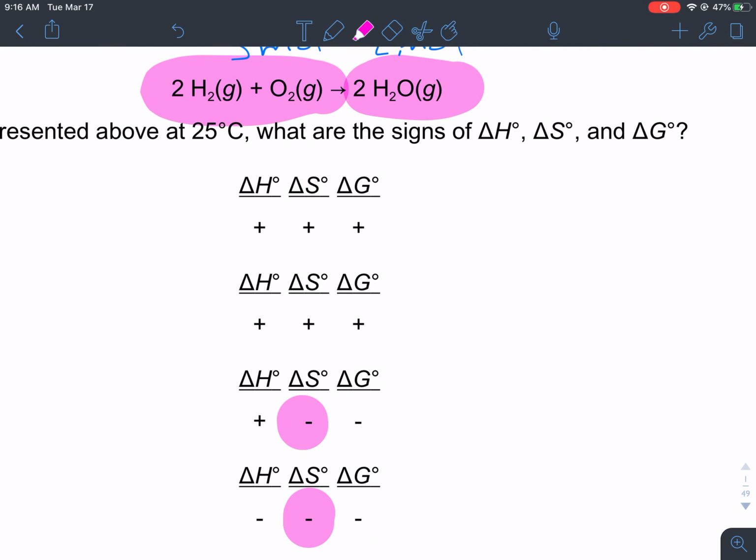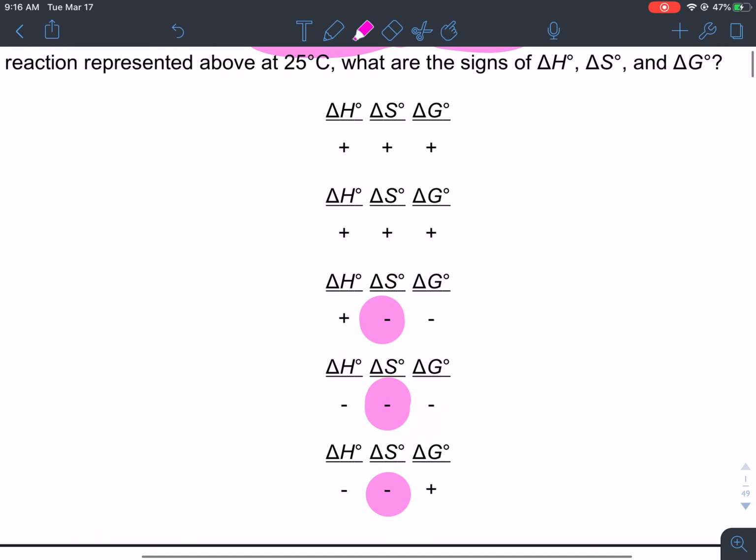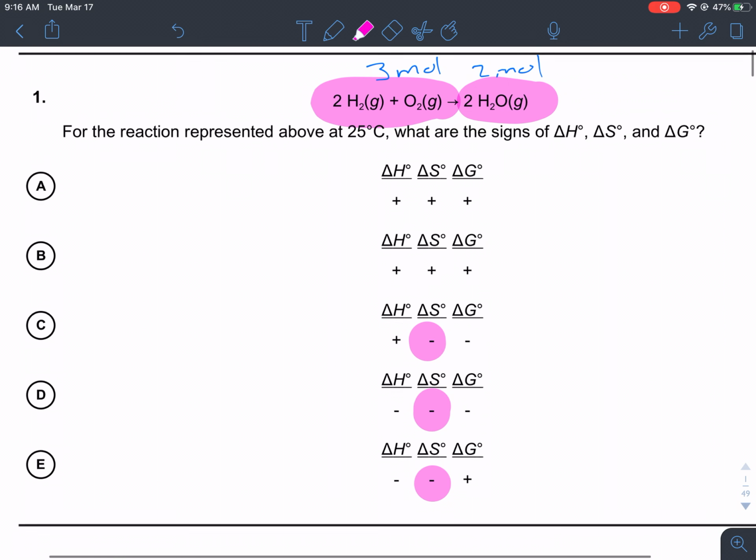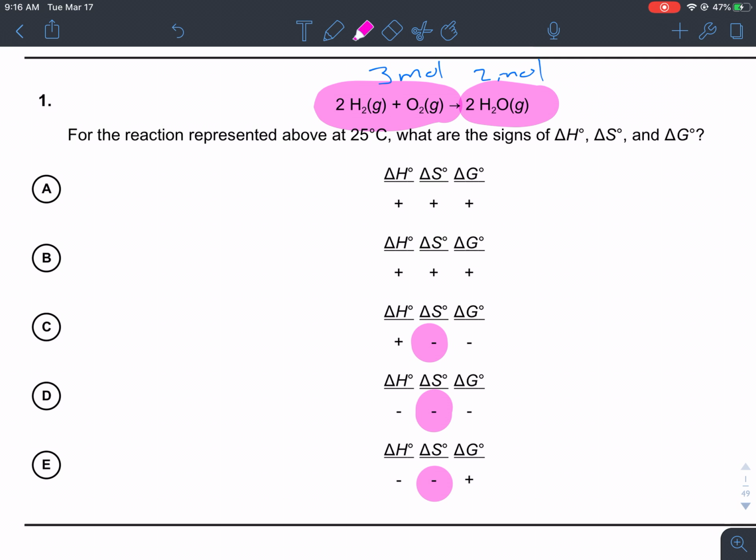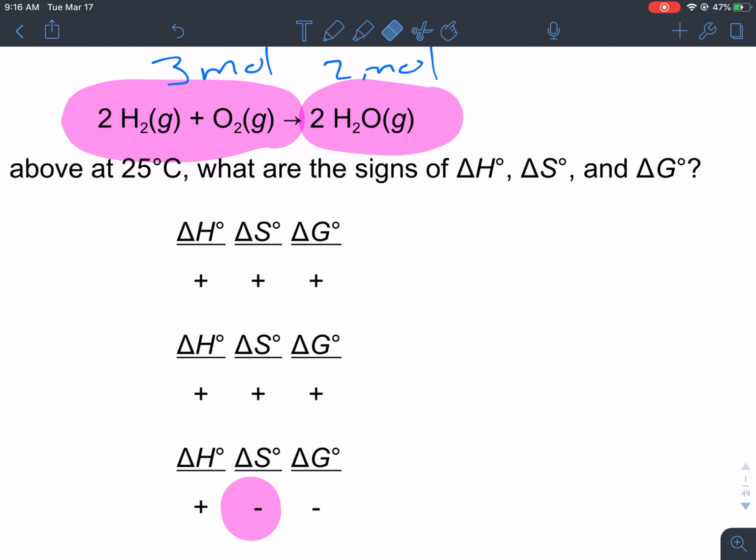So right now we're between these two. Here we go. All right, for the reaction represented above, what is the sign of delta H? Okay, so delta H here, you have to do bonds broken minus bonds formed, because they didn't give you the delta H here. And you might have memorized this, but I haven't, so what the heck?